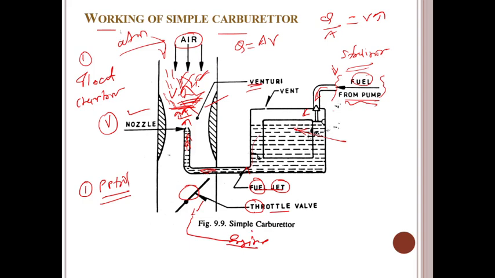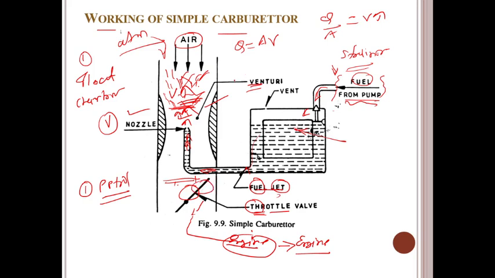Whenever the throttle is opened maximum, a maximum amount of air-fuel is passed inside the engine and more power is developed. So when we close the throttle valve, what happens? The reverse action takes place and the power of the engine is suddenly reduced. Means the power of the engine adjusts with the help of the throttle valve.